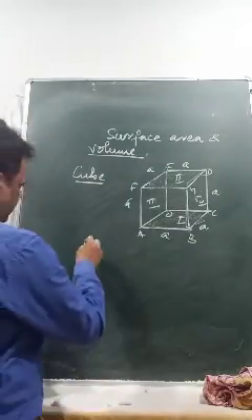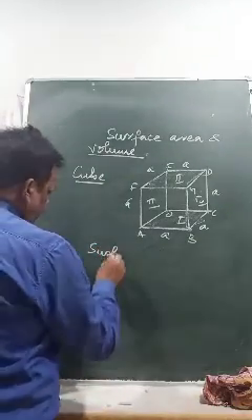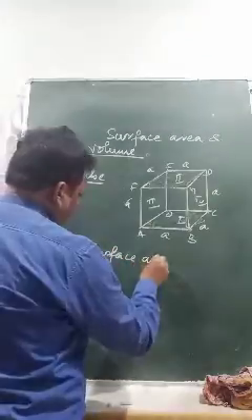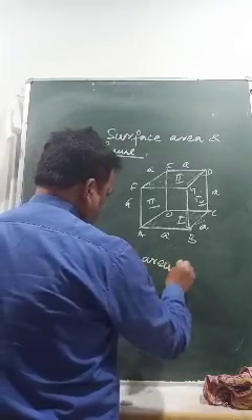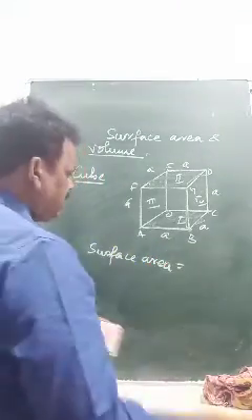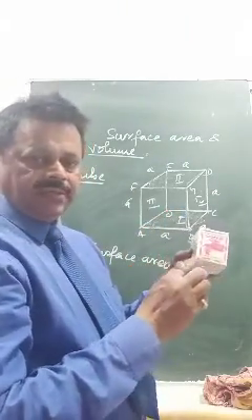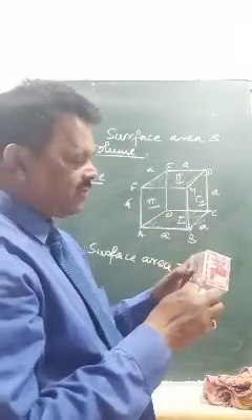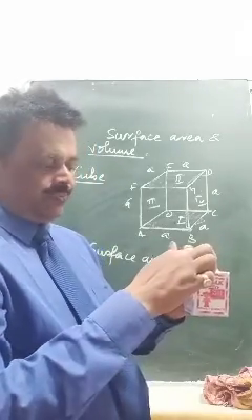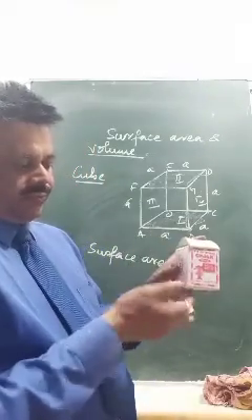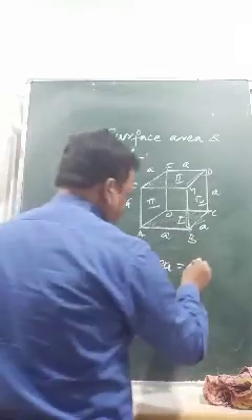So surface area means total surface area. That is, area is what? Length into breadth, A into A, A square. How many faces? 1, 2, 3, 4, 5, 6. So 6 A square.